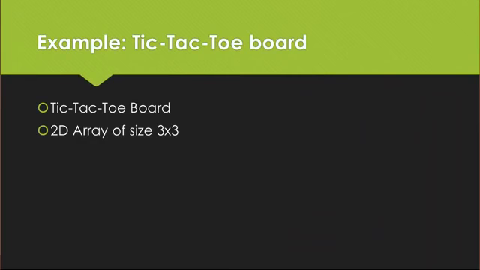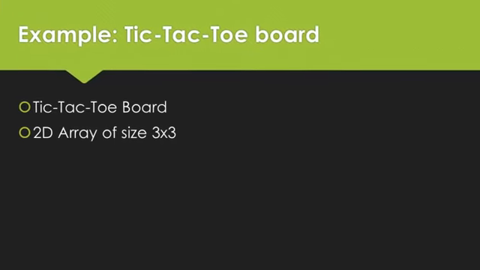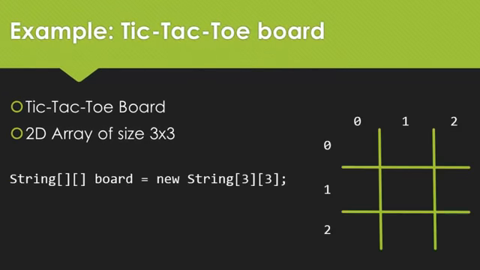How about a tic-tac-toe board? Everybody knows the game tic-tac-toe, where you have 9 spaces. It's a two-dimensional grid of size 3. So there's the Java that makes my tic-tac-toe board. I say String array board equals new String of size 3 and 3. So I have 1, 2, 3, and then in those sub-indices I have 1, 2, and 3.